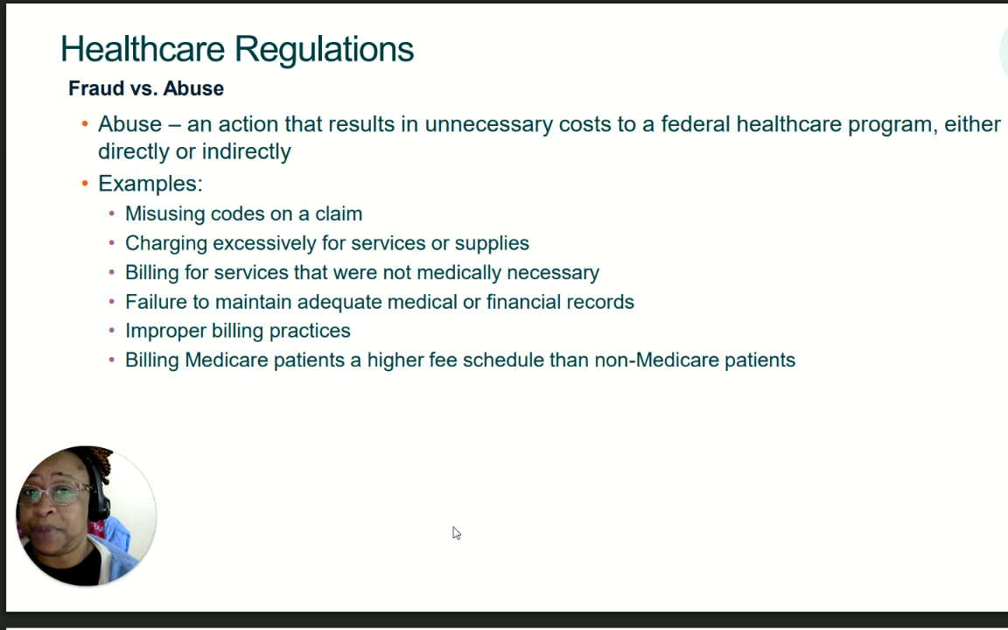Now, let's talk about abuse. Abuse is an action that results in unnecessary costs to a federal healthcare program, either directly or indirectly. Examples include misusing codes on a claim, charging excessively for services or supplies, billing for services that were not medically necessary, failure to maintain adequate medical or financial records, improper billing practices, and billing Medicare patients a higher fee schedule than non-Medicare patients. These are all examples of abuse.